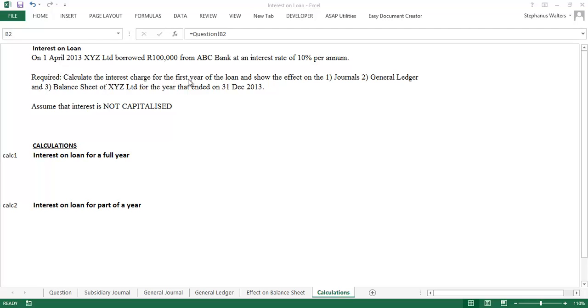Calculate the interest charge for the first year of the loan and show the effect on the journals, the ledger, and the balance sheet for the year that ended on 31 December 2013. Good, so let's start off. Let's quickly draw a timeline for ourselves.